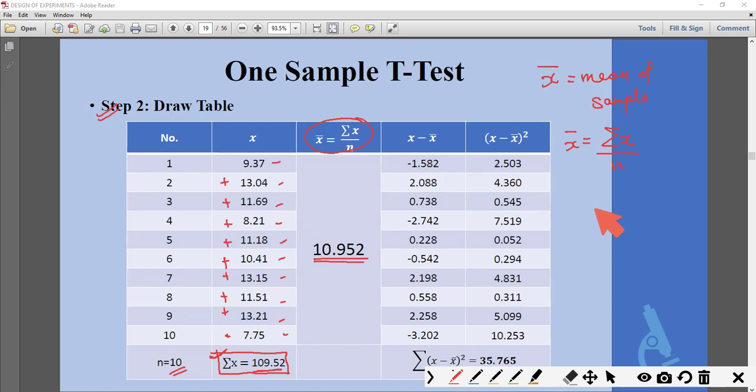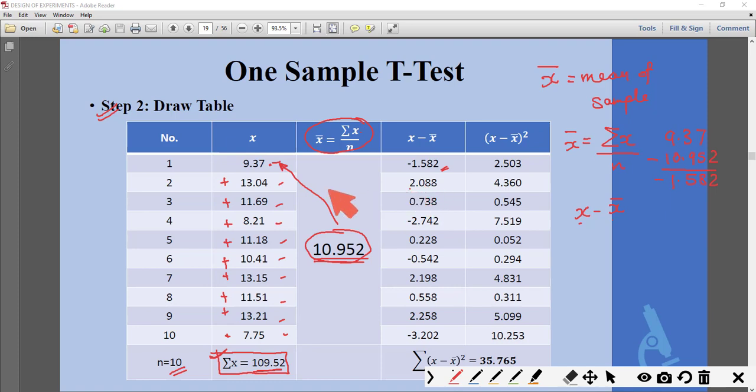Next, you have to find out the difference between each sample and the mean of the sample. So you have to find x minus x bar. How can you do it? You have your x bar value 10.952. Subtract 10.952 from 9.37. So 9.37 minus 10.952, what do you get? You get minus 1.582. So I have written minus 1.582 over here.